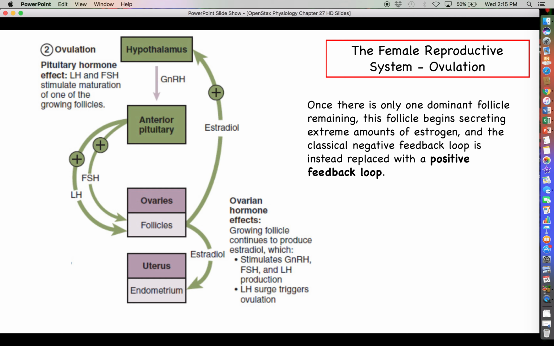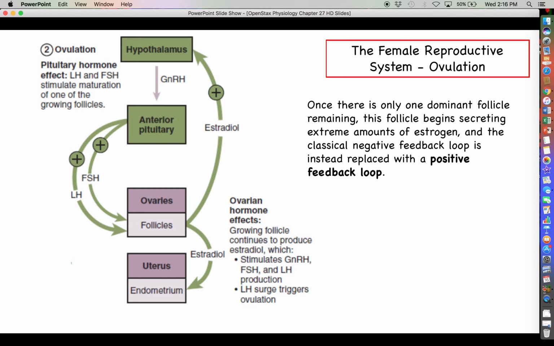Since there's only one dominant follicle remaining, that follicle, since it is made up primarily of the primary oocyte and then all the surrounding granulosa cells, which make estrogen, that dominant follicle is going to start making even more estrogen, and that is going to start a new type of feedback loop that we haven't really talked about very much. So the classical negative feedback says that once you make a certain amount of estrogen, that should shut down FSH and LH, right? That's classical negative feedback.